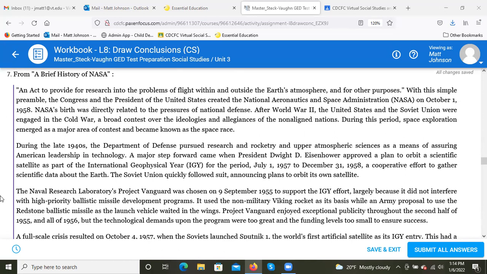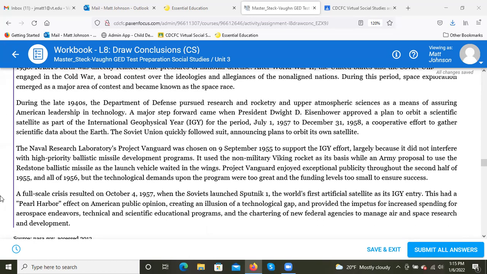During the late 1940s, the Department of Defense pursued research in rocketry and upper atmospheric sciences as a means of assuring American leadership in technology. A major step forward came when President Dwight D. Eisenhower approved a plan to orbit a scientific satellite as a part of the International Geophysical Year for the period July 1st, 1957 to December 31st, 1958, a cooperative effort to gather scientific data about the Earth. The Soviet Union quickly followed suit, announcing plans to orbit its own satellite. All right. Etta, you want to read the next paragraph?